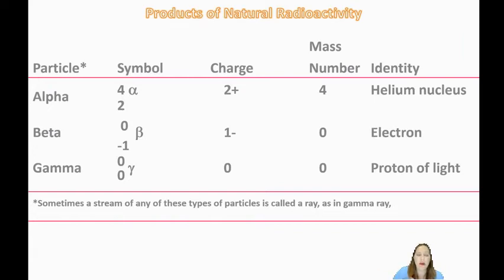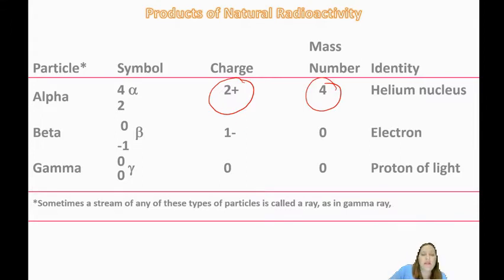So if we look at alpha particles versus beta particles and gamma particles, you'll notice that alpha particles have a charge of +2 and a mass number of 4. And we're just talking about nuclei, particles coming from the nucleus of an atom.